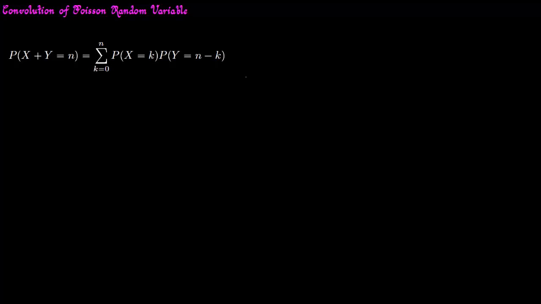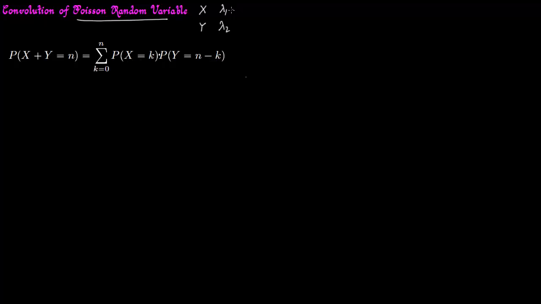We now talk about convolution of two Poisson random variables, say x and y. So x is distributed with parameter lambda 1 and y is distributed with parameter lambda 2. Both are Poisson random variables. So the probability that x plus y is n is the probability that x is k times the probability that y is n minus k. So you add these two, you get n.